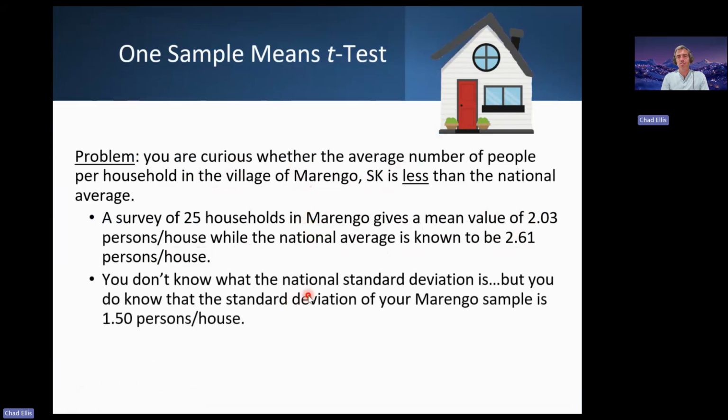So we don't know what the national standard deviation is, but we do know the standard deviation for the sample from the Marengo sample, and that is 1.5 people per household.